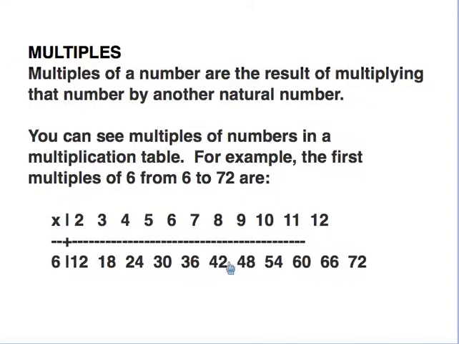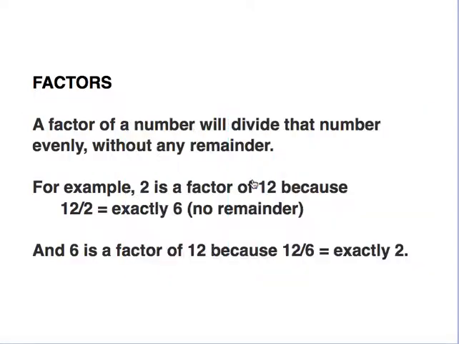But factors is the opposite. As you can see, with multiples, we're moving up in the numbers, and that's why you'll hear me sometimes say, we raise the roof when we hear multiples. But when we're talking about factors, we actually break down the numbers into what they could be multiplied into. So for example, if we had the number 12, 6 is a factor, 2 is a factor. A factor of a number will divide that number evenly without any remainder, okay? It's really, really important for this lesson.